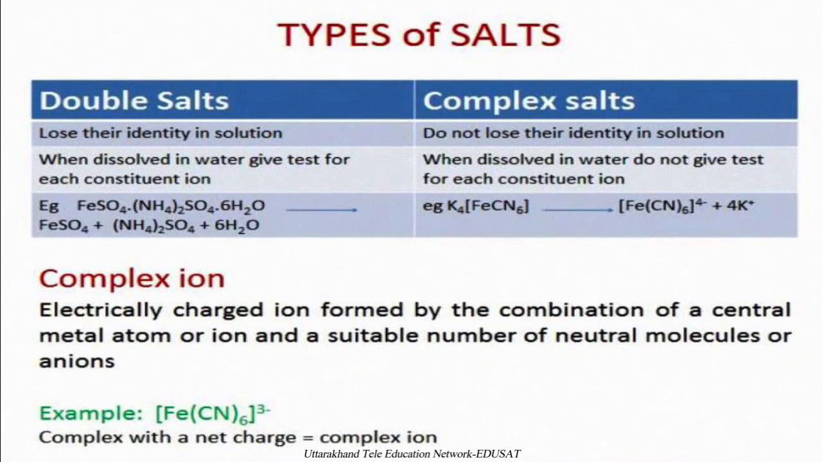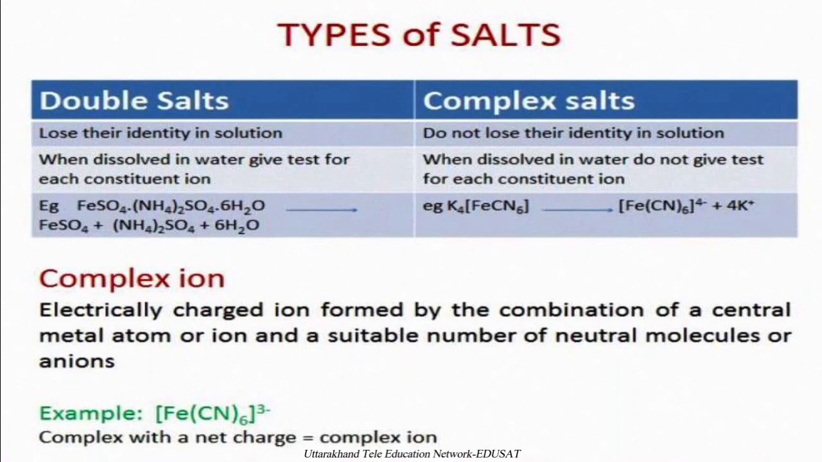Whereas complex salts do not lose their identity. Identity means the separate parts of the salt can't be identified. When dissolved in water, they do not give any specific test for each constituent ion. For example, potassium hexacyanoferrate: when we dissolve it in water, we only get the test of potassium, because potassium can be separated out, but not the ferrous and cyanide ions, since the centrally located metal ion stays with the cyanide.